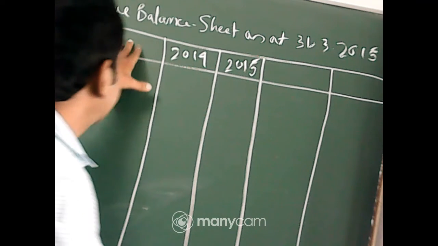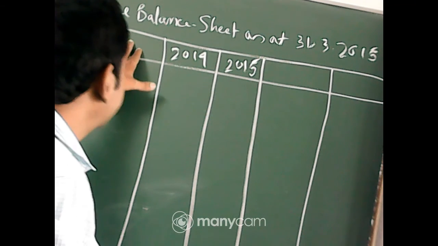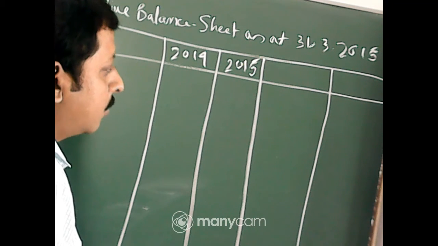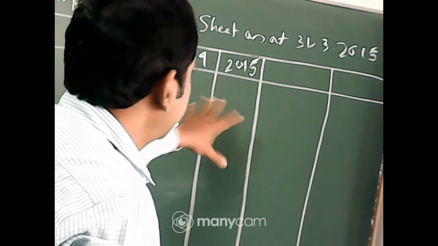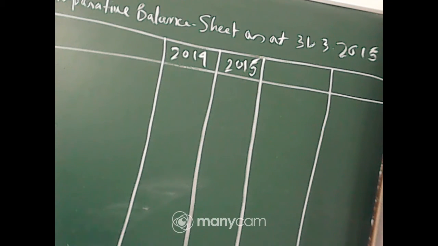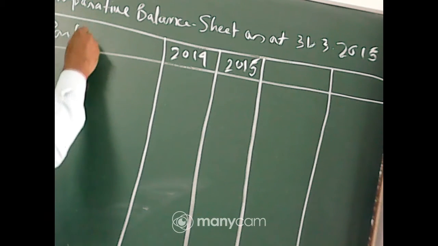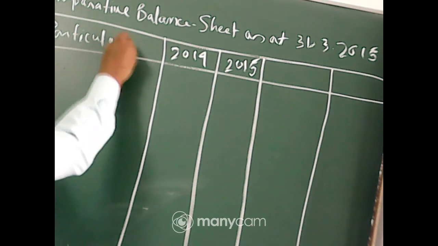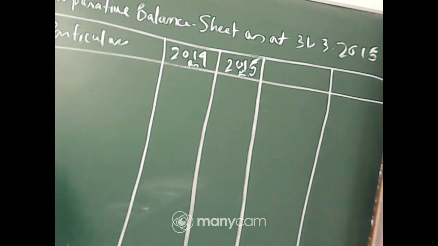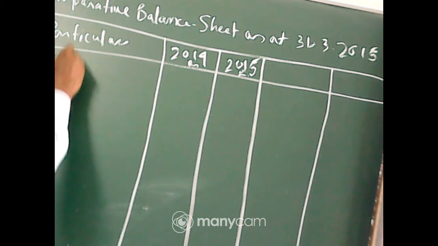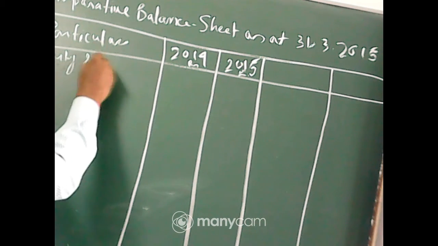If there is 2013, then you have to take the 2013 figure. If there is 2012, you have to take the 2012 figure. But generally they give 2 years' figures, not more than that. So first, as they are given, you just write those particulars. This is rupees and rupees. First they give shareholder fund, equity and liabilities. First there is equity and liabilities. You just copy and paste equity and liabilities.